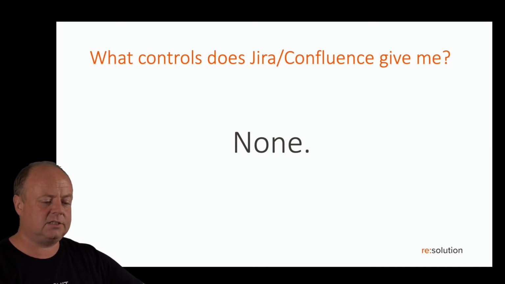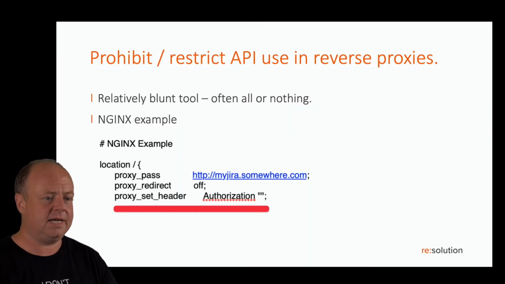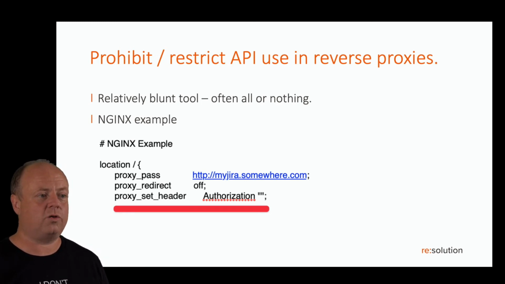So what have we seen some customers doing in the past? Well, a relatively blunt tool is to forbid the use of basic authentication on reverse proxies, so proxies in front of your Jira or Confluence. This is an example for Nginx. It just overrides the authorization header, so anything that someone sends in with an authorization header just gets replaced with nothing, which essentially means basic auth won't work for a user. But that's a relatively blunt tool. It's a bit all or nothing. No one can or everyone can.